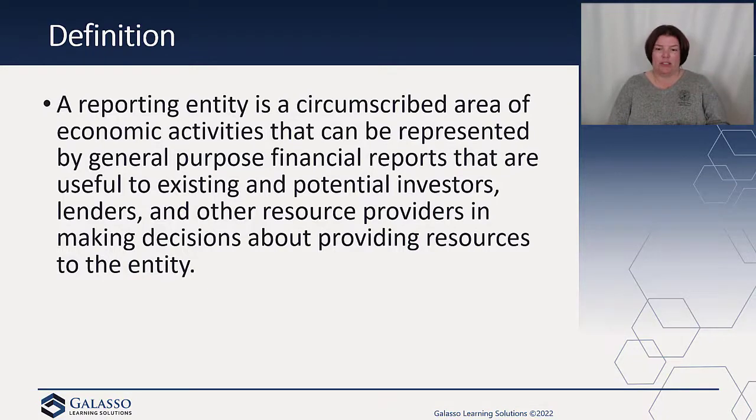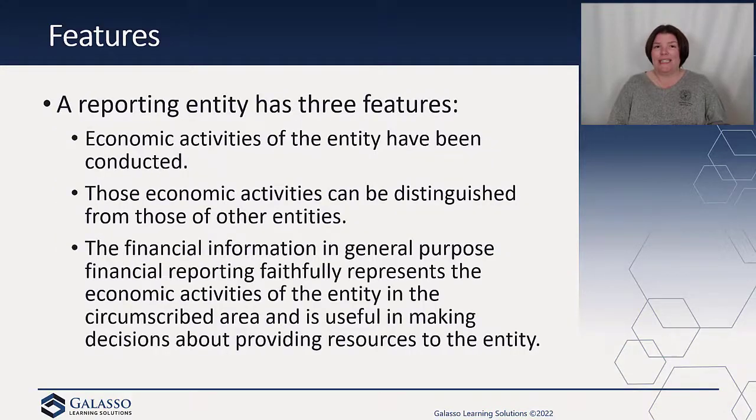And so when we think about these concepts of an entity, right, financial information can come in a variety of different forms. And so the goal of this is to kind of put parameters around it. Think about things like consolidated financial statements when you have parent type relationships. And so a reporting entity has three features. Economic activities have been conducted. They can be distinguished from other activities, and the financial information in general purpose financial reporting faithfully represents the economic activities of the entity in the circumscribed area and is useful in making decisions about providing resources.